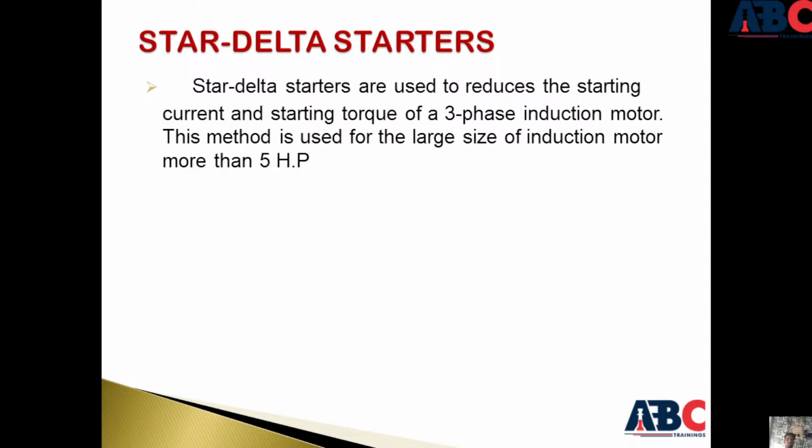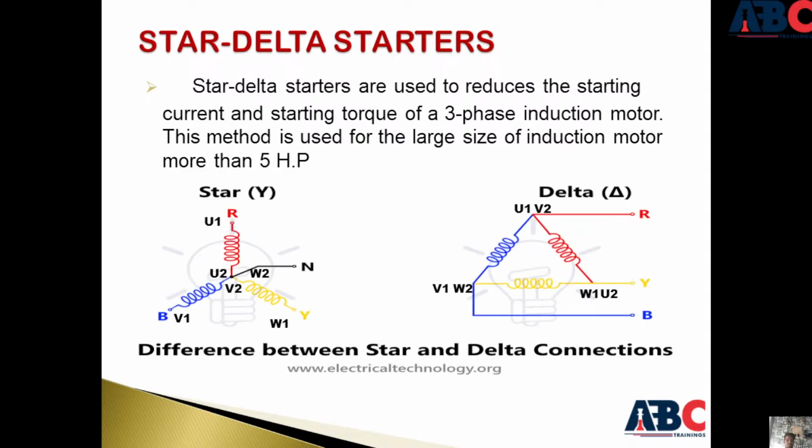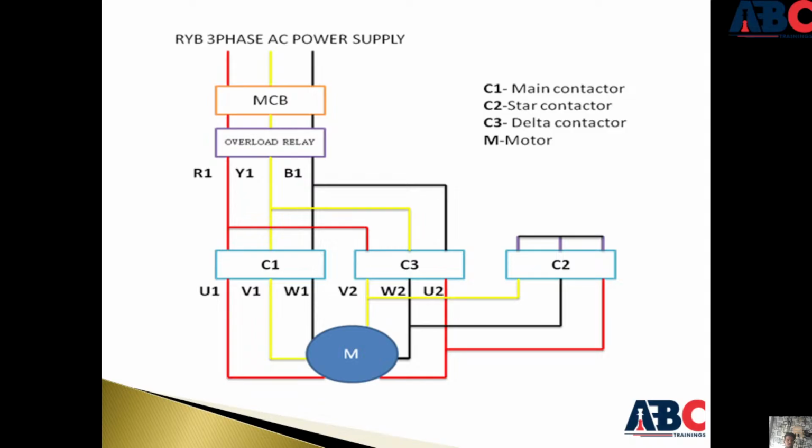Star delta starters. Star delta starters are used to reduce the starting current and starting torque of the three-phase induction motor. This method is used for large size induction motors, more than 5 HP. Difference between star and delta starter. These are the connections of star and delta. RYB three-phase AC power supply, MCB, overload relay, contactors: main contactor, star contactor, and delta contactor, and motor.